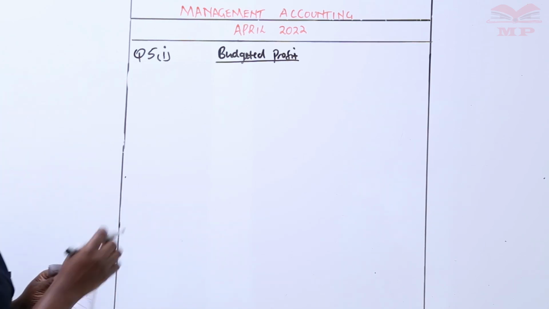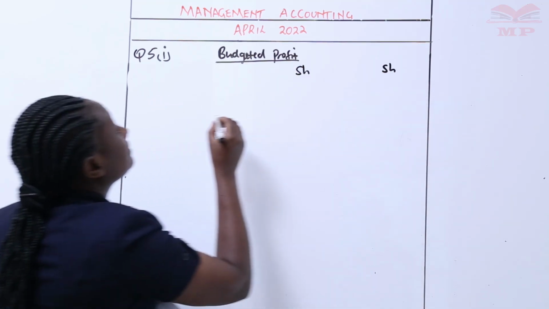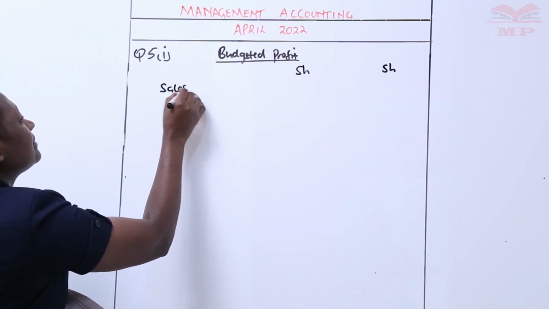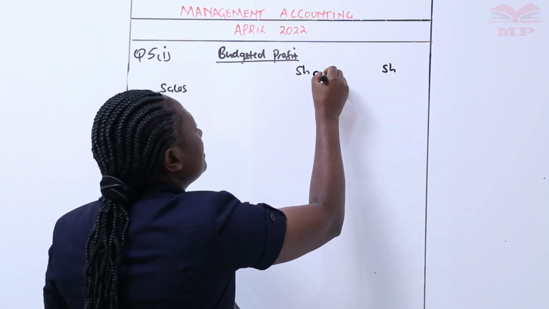We need to begin, we have 2 columns. We begin with the sales. How do we calculate sales? In note number 3, we are told that fixed overheads are absorbed on an annual production budget of 180,000 units. So the budgeted units were 180,000 and the selling price is 250. So to get the sales, we can reduce this in thousands.